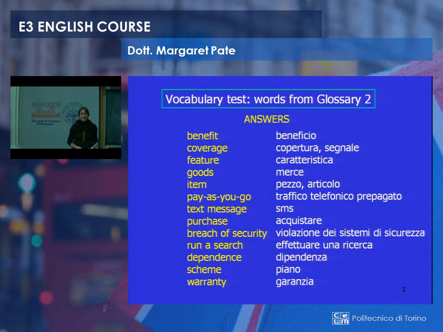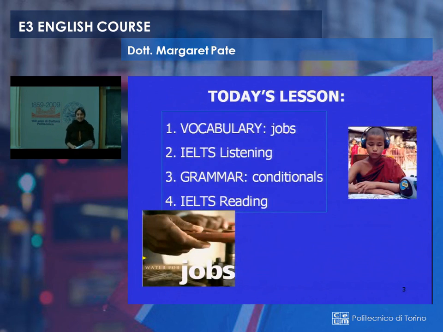Dependence, dipendenza. Scheme, a scheme. What pay scheme do you have? Piano. And the last one, garanzia, is warranty. Okay. Your answers should be quite good at this stage because it's only a week ago that we looked at this. You should be aiming to get at least 10 correct in a list of this type. All right? So if you're not doing very well, try to do a little bit of extra work on memorizing your vocabulary lists.